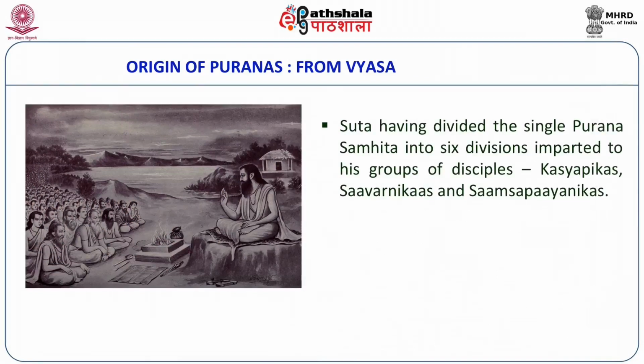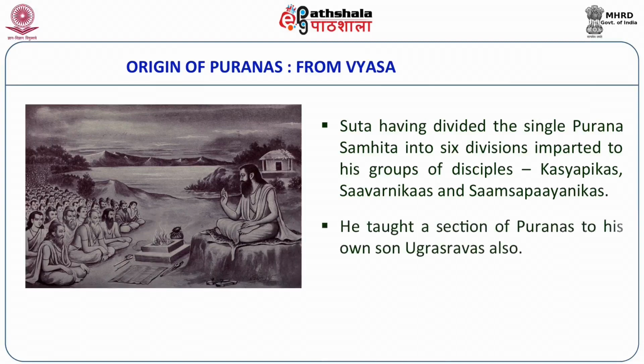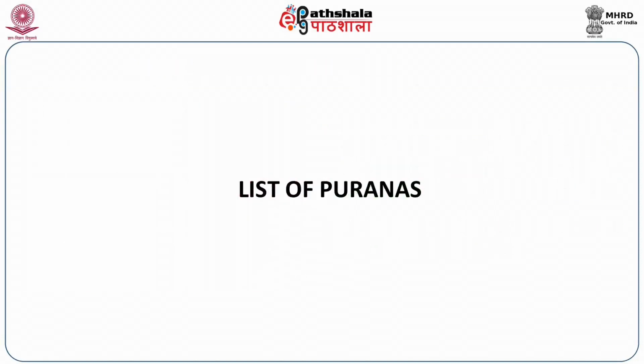Suta, who received this Purana Samhita from the sage Vedavyasa, handed over this Samhita in 6 parts to his groups of disciples known as Kashyapikas, Savaranikas and Samsapayanikas. And he taught a section of Puranas to his own son Ugrashravas also. Now we will deal with the lists of Puranas.